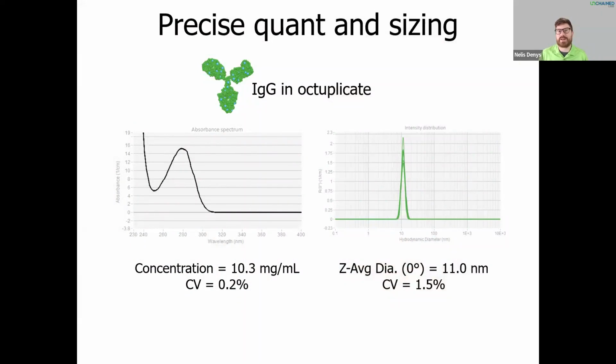And you might think by combining technologies that Stunner would give in on data quality, but nothing could be further from the truth. Stunner's UV-Vis is pharmacopoeia compliant with specs on accuracy within 2% of the true value and less than 1% on precision, 1% CV on precision. And our light scattering is top notch as well. So here we're looking at an antibody, which was measured in octuplicate. And as you can see, the percent CV on the concentration is 0.2%. And on the z-average, this was only 1.5% CV.